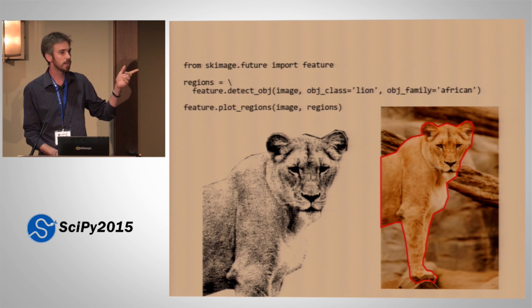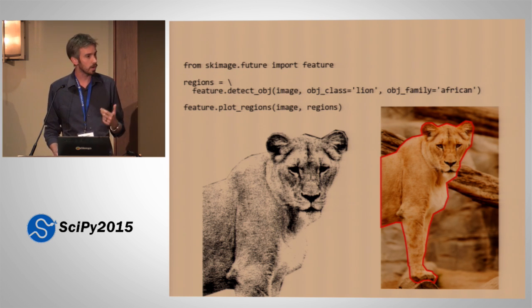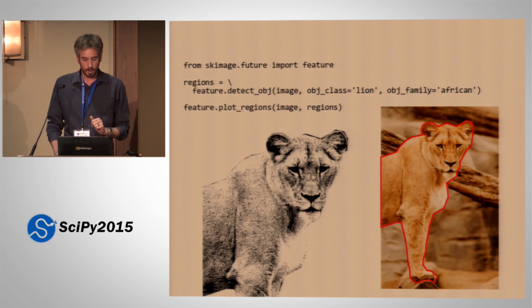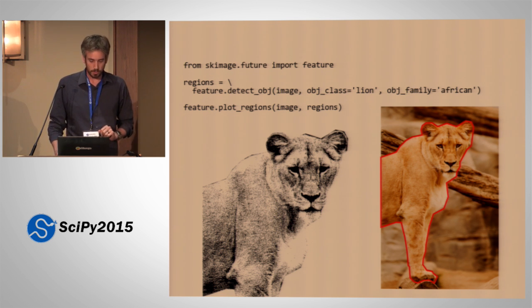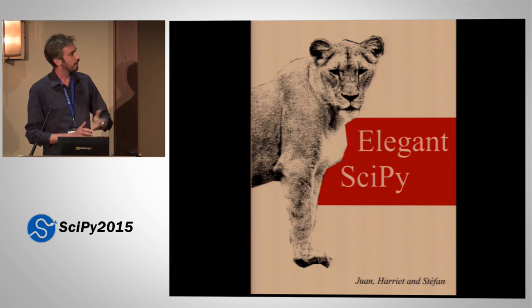And scikit-image has a Google Summer of Code contributor this year. Daniil Pakhomov is working on object recognition. So from scikit-image.future, I imported the object detector that we're building, specified that we're looking for a lion, African lion, of course. And there you see the result of the lion cut out beautifully. So that I pasted onto an O'Reilly cover. And there we have it.